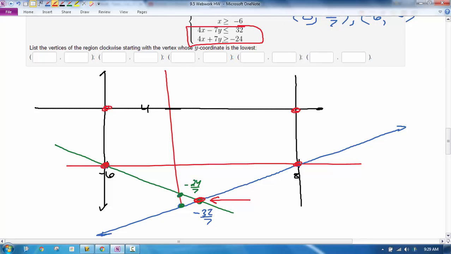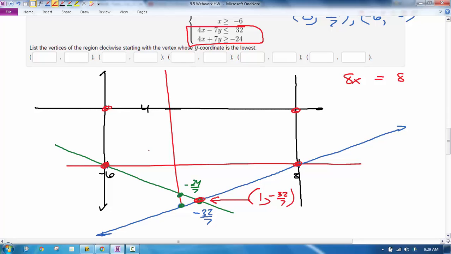I'm going to just add the equations together, and you get 8x plus 0y is equal to 32 and 24 make 8, so x is 1. So this is 1 comma, I'll plug 1 back into either one of these equations, and you get negative 32 over 7. So there's that corner point.